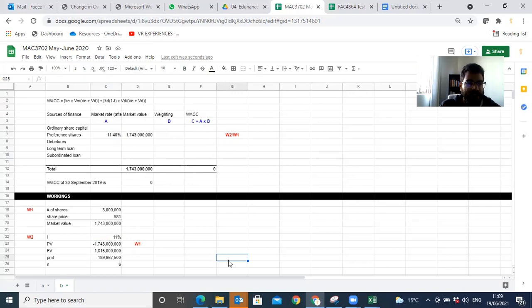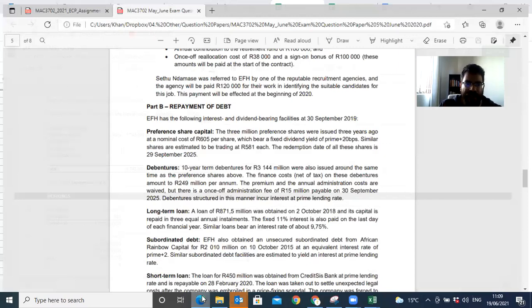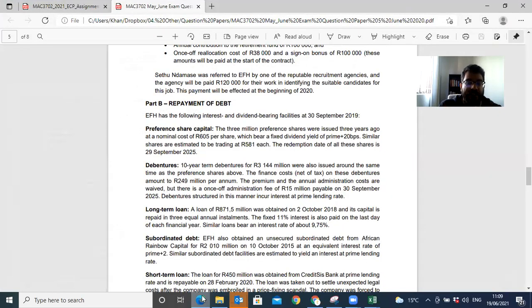Now I'm going to do debentures, long-term loan, and subordinated loan. For debentures, let's say there's a 10-year term debenture for that amount, also issued around the same time, 3 years ago. The finance cost of these debentures amounted to 249. The premium and the annual administration costs are waived, but there is a once-off administration fee of 15 million rand payable on 30th September 2025. Debentures structured in this manner incur interest at the prime lending rate.